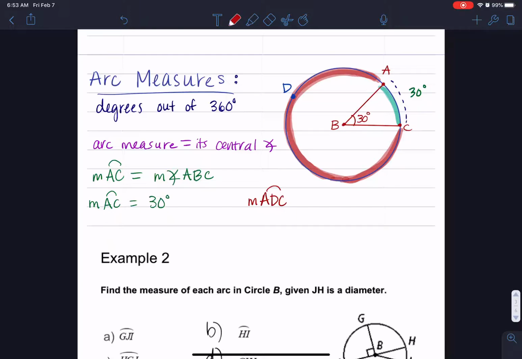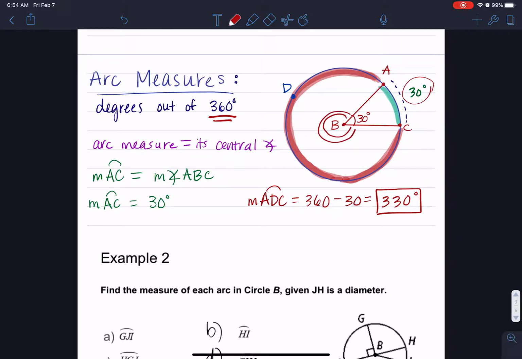Okay? So I know all the way around a circle is 360, you guessed it. So to get the rest of that arc, all you got to do is take 360 and subtract that 30, right? 360 minus 30, and you get 330 degrees. So that's going to be the measure of this major arc. It's also the measure of this angle here.